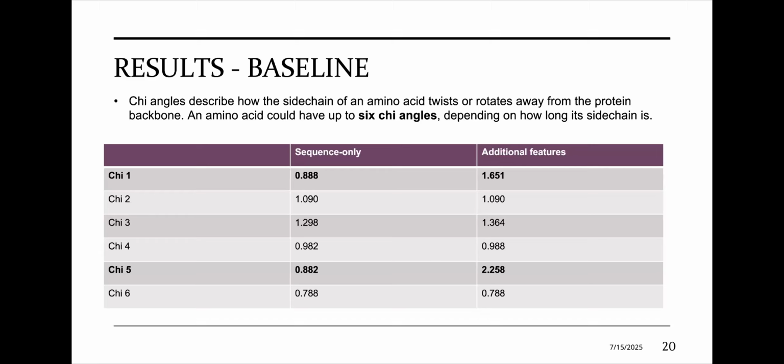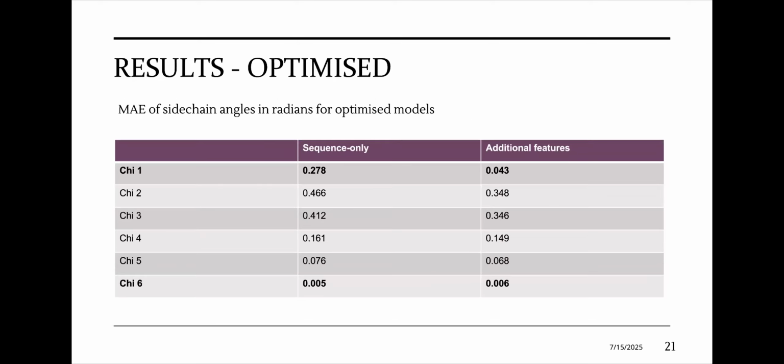For Chi1, the sequence-only model achieves a lower error of 0.888, and the additional features model achieves an error of 1.651. Overall, the additional features model performed poorly, specifically for Chi1 and Chi5, with higher errors. Though both models showed potential, the overall accuracy was still relatively low, highlighting the need for optimization.